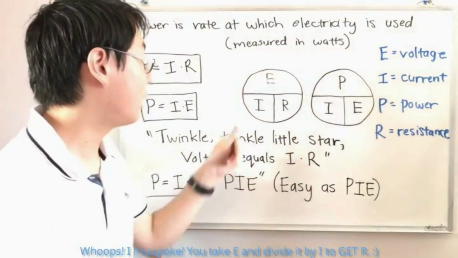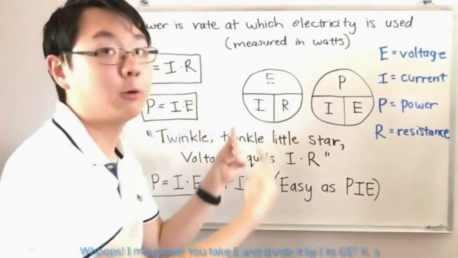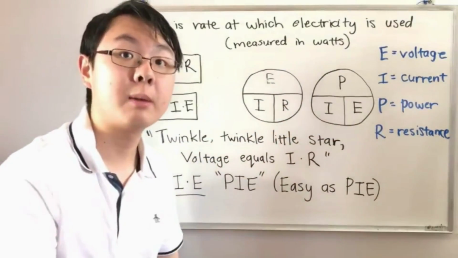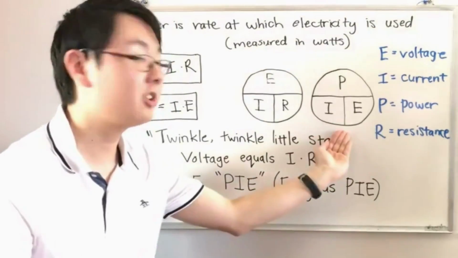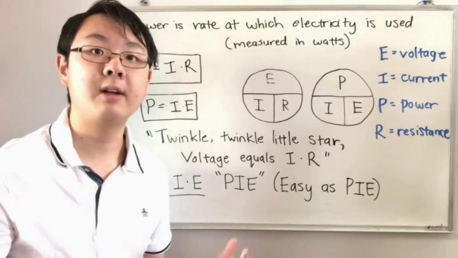And obviously you could also cover I, and then to find I, you would find E over R, that equals I. So in this way, these magic circles help us to be able to solve these questions on the test. And obviously this circle works in the same way. So if this seems a little confusing, you'll get the hang of it eventually.